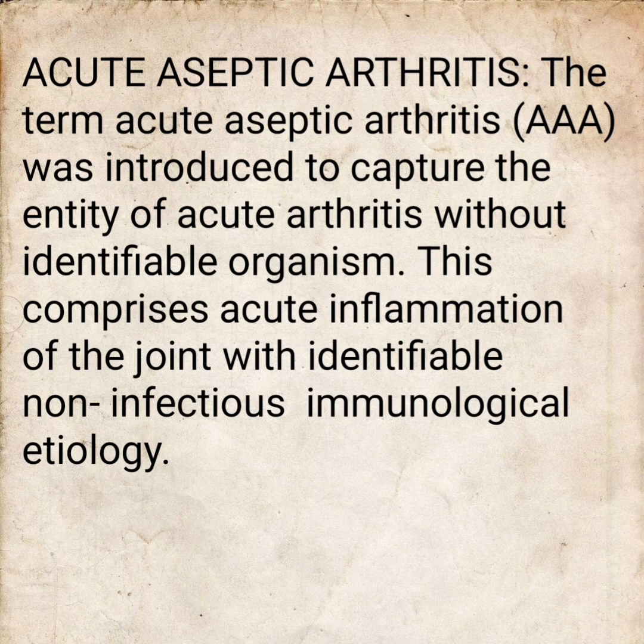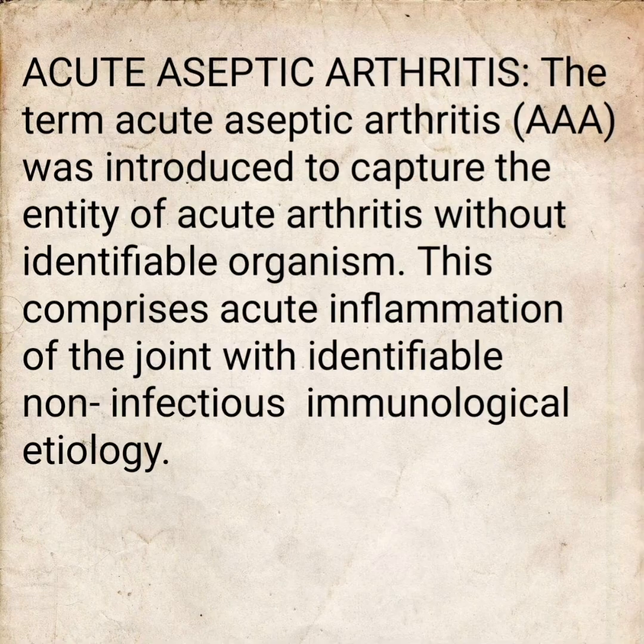The term acute aseptic arthritis was introduced to capture the entity of acute arthritis without identifiable organism. You can't identify the bacteria or anything causing the inflammation. This comprises acute inflammation of the joint with identifiable non-infectious immunological etiology. You could suspect even viruses in this kind of situation because some viruses are not pathogenic, many. And you could also talk of these various T cells, B cells attacking.